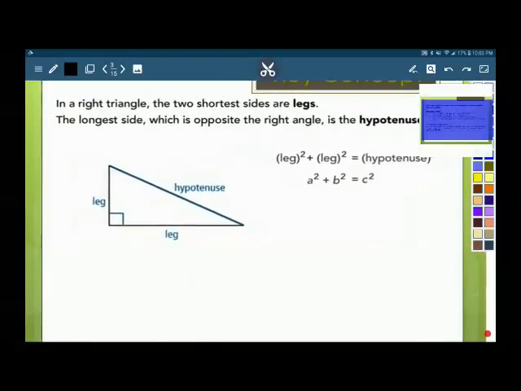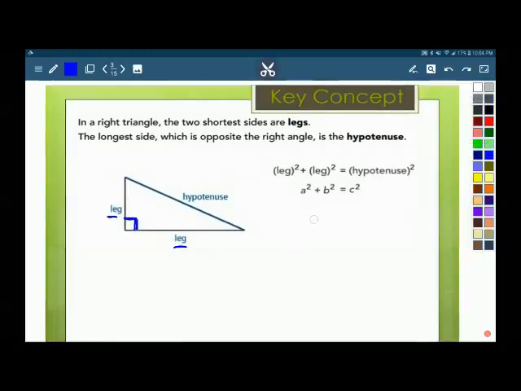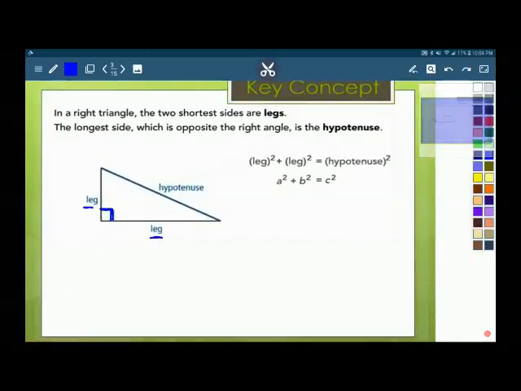It says in a right triangle, the two shortest sides are legs. So I have that written here, that there's a leg, and the two legs are actually connected by that right angle symbol. The right angle symbol holds the legs together. The longest side, which is the opposite of the right angle, is called the hypotenuse. Hypotenuse. Not hippopotamus, not hyptenuse, hypotenuse. Okay, the hypotenuse is the longest side, and the right angle will point to the hypotenuse.